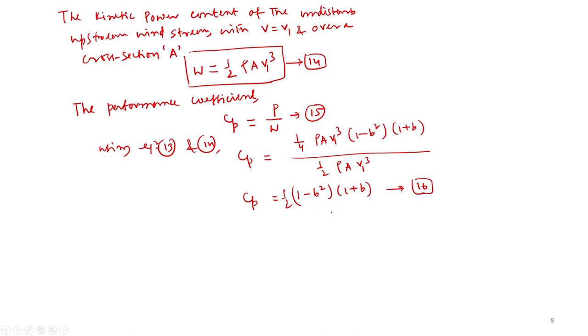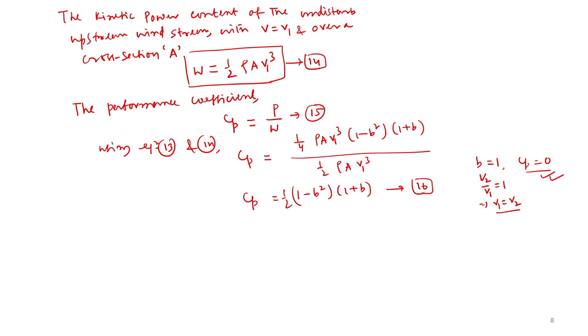So, from here we can conclude many things. If b is equal to 1, then Cp will be how much? For your understanding, this is V2 by V1 equal to 1. That means V1 is equal to V2. Okay? So, this 1 minus 1 means 0, Cp will be 0, right? That means the wind stream is undisturbed, leading to the performance coefficient of 0, right.